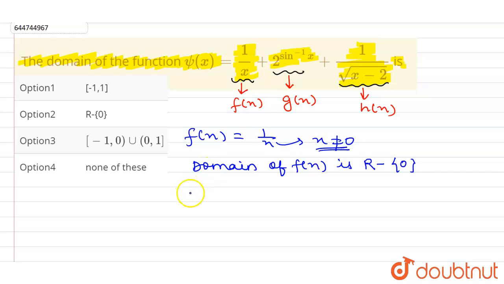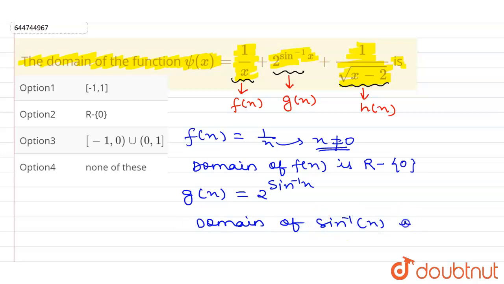And for g x, I can write here g x is equal to 2 power sine inverse of x. The domain of sine inverse of x is from -1 to 1.